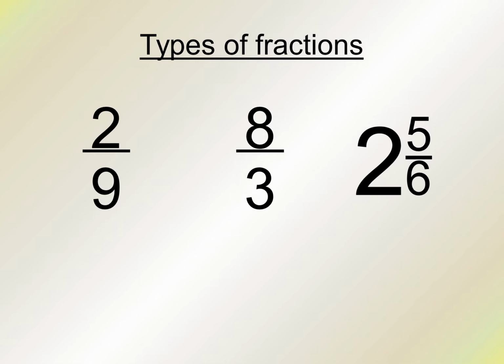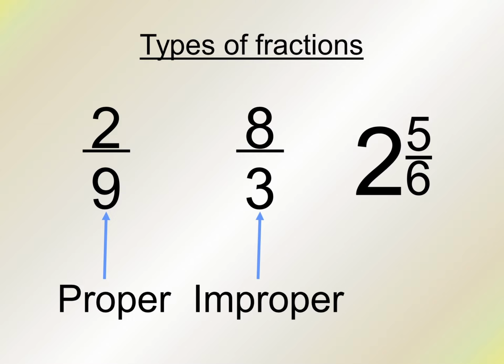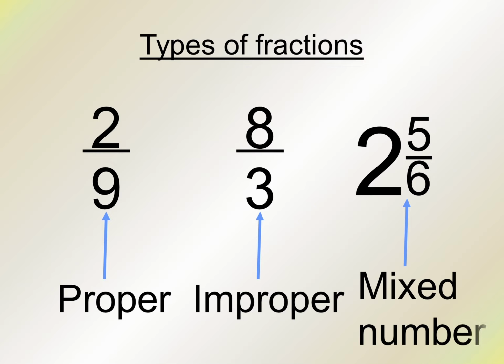So there are three types of fractions. You have your proper fraction, where the numerator is smaller than the denominator. Improper fraction, your numerator is bigger than your denominator. And your mixed number, where you have a whole and a proper fraction together.